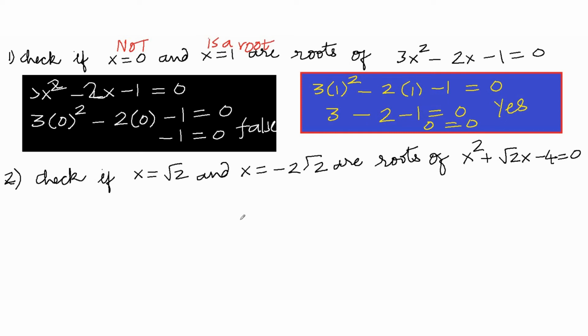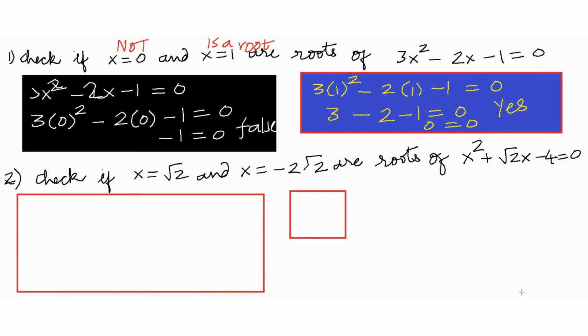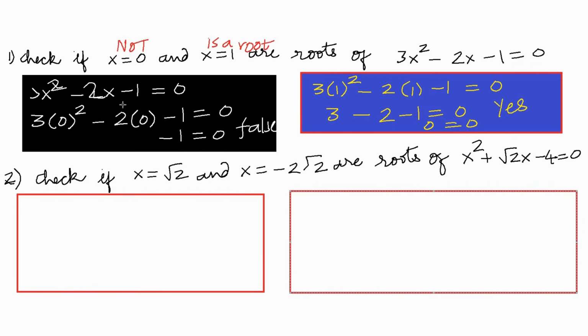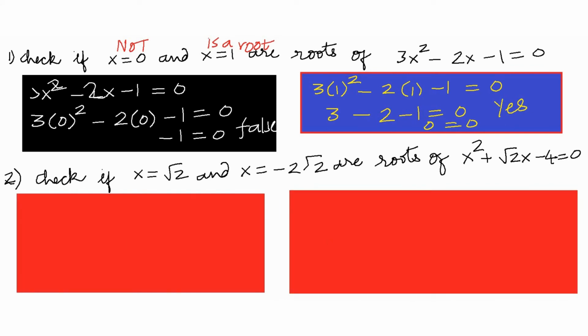So let's now try the second one. The second question says x equals root 2 and x equals minus 2 root 2. Check whether they are the solutions of the quadratic equation or not. So let us note down the quadratic equation that is given to us. The quadratic equation is x square plus root 2 x minus 4 equals 0, and the value of x is root 2. So this becomes root 2 the whole square plus root 2 into root 2 minus 4 equals 0.